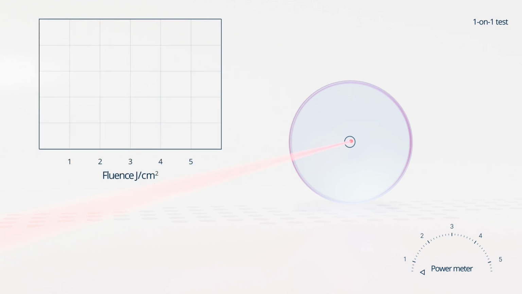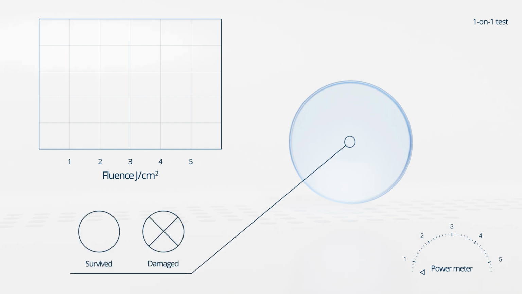Let's mark different used fluence levels on the x-axis. Each tested site is exposed to a single laser pulse. After exposure, the status of the irradiated site is inspected with offline microscopy and interpreted as either survived or damaged.